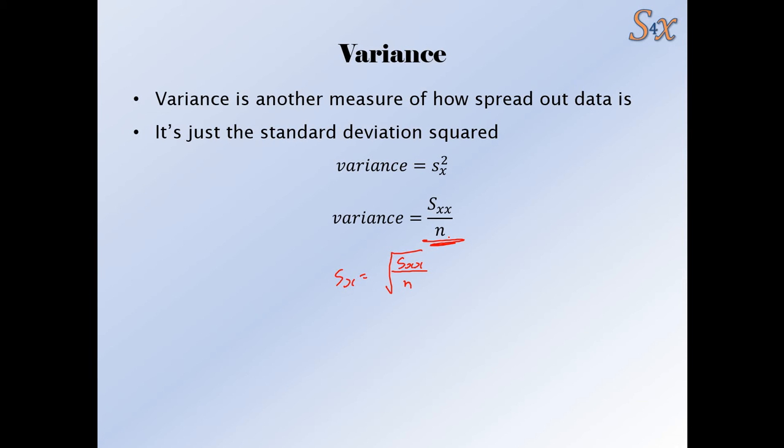Okay, so just something to be aware of. It's not really any different, it's just a slightly different measure of how spread out data is. If you get asked to work out the variance, that's how you do it. All you do is just square the standard deviation. Or if you're given the variance and you want the standard deviation, we square root the variance to get the standard deviation.